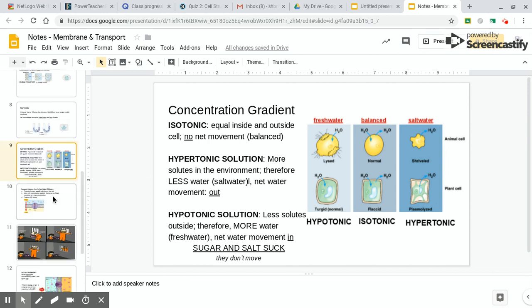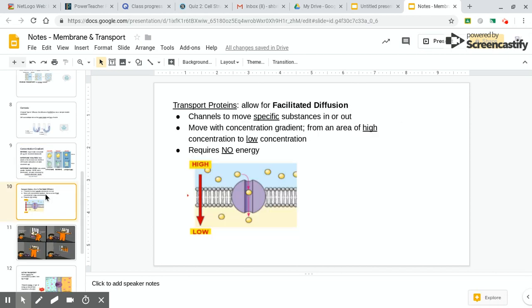Now, let's say I want to move a lot of stuff at once. That's where proteins come in handy. So these protein channels can help things move in or out of the cell that are maybe too big to go through the membrane, or maybe I just want to move way more than can fit through the membrane at once. So it's still going to follow the concentration gradient, this high to low movement, kind of like moving downhill.